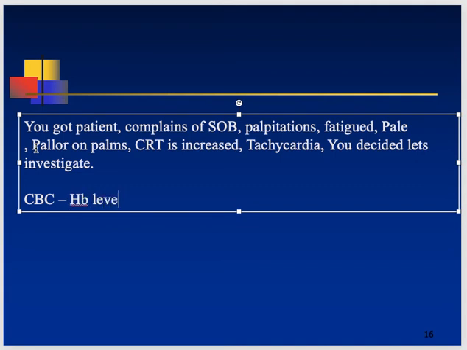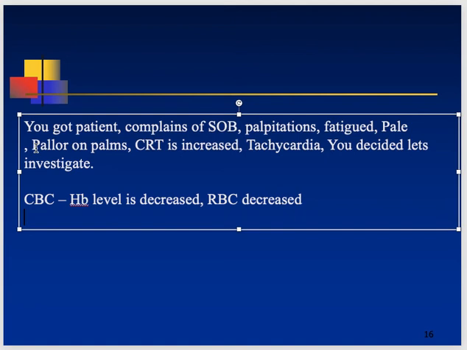CBC comes back with the Hb level decreased, as well as RBCs decreased. So you start thinking that, of course, this is anemia. Now, what kind of anemia? What you will see is the MCV. If the MCV is less, it is microcytic. If it is normal, it is normocytic.